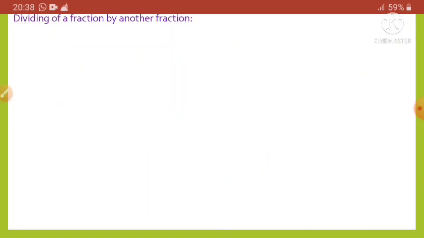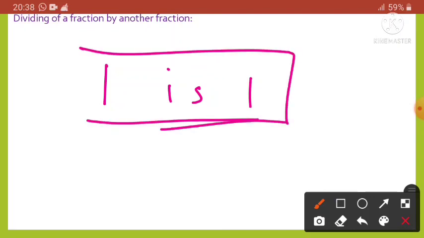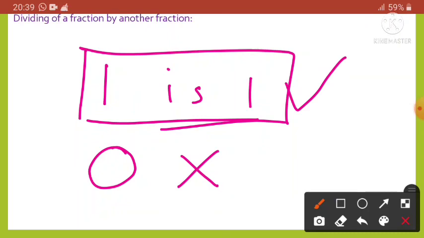Now one thing you should remember, that the reciprocal of 1 is 1. You have to remember it. And the reciprocal of 0 does not exist. Got it? So the reciprocal of 1 is 1 and there is no reciprocal of 0. You have to learn it.